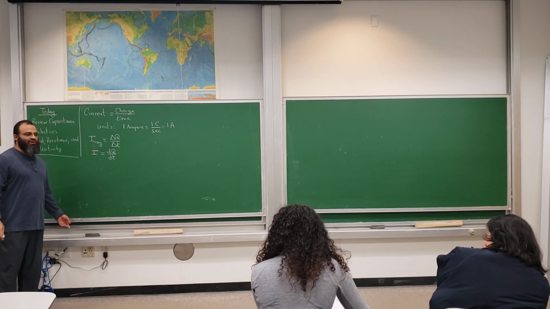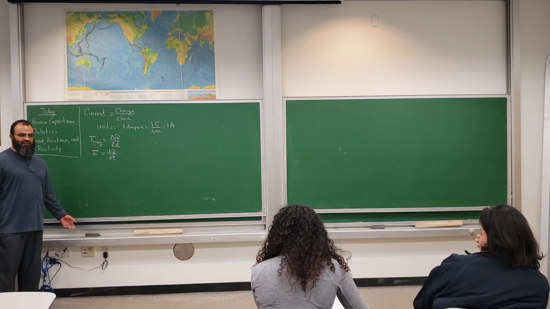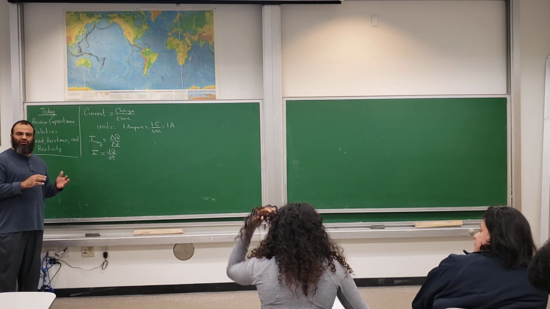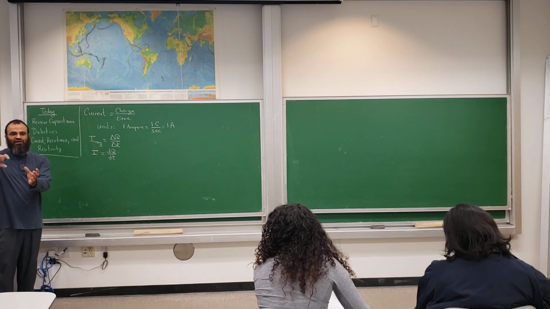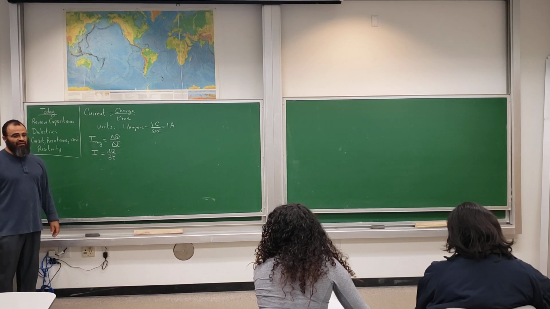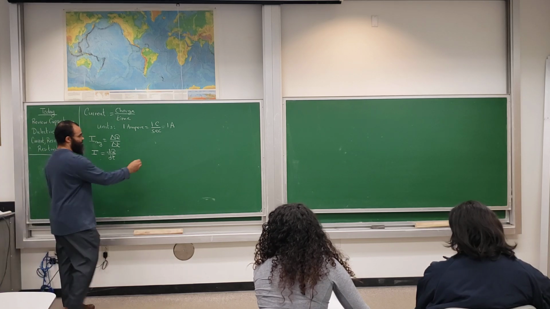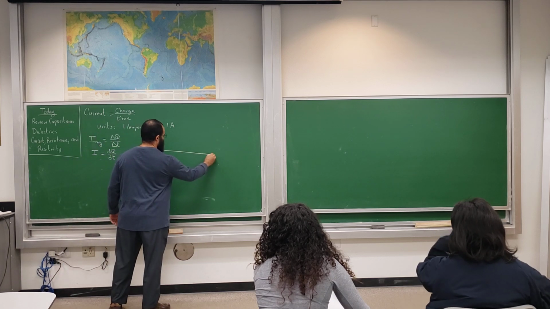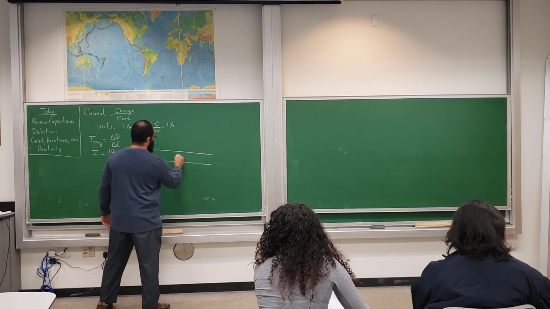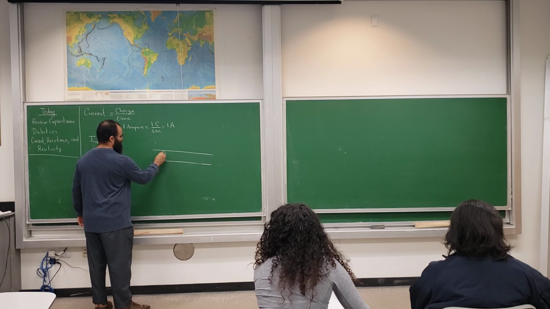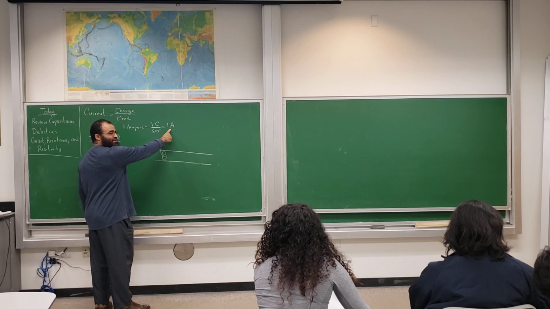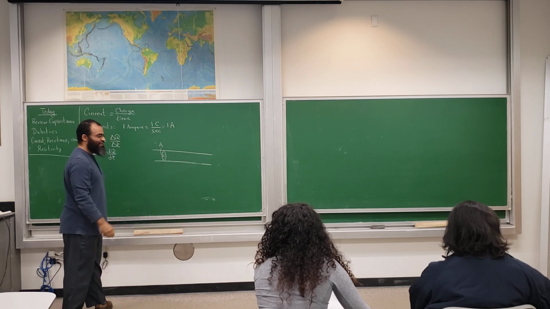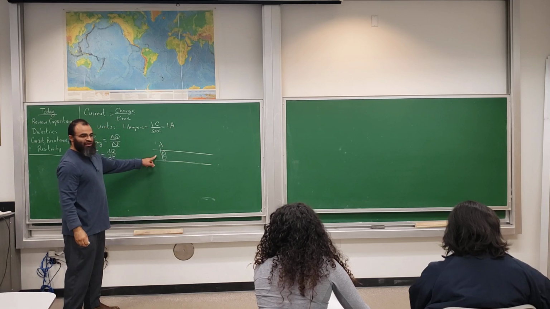Then there is what's called current density. Current density is the amount of current per unit of area, because usually current is flowing across a wire. Here is a wire, and the wire would have a cross-sectional area A. The current is in amperes. The area is A. So the cross-sectional area is A.